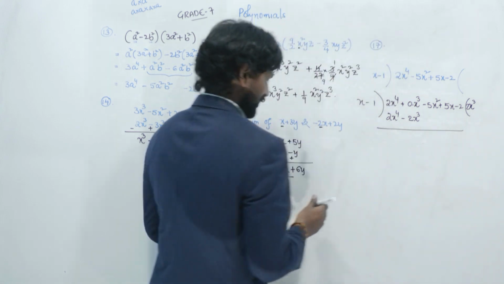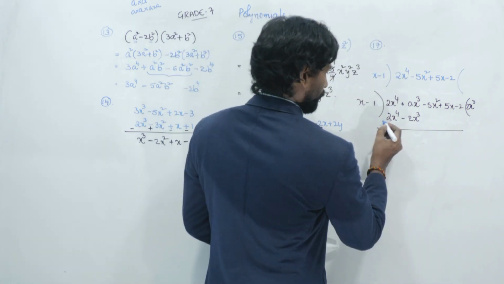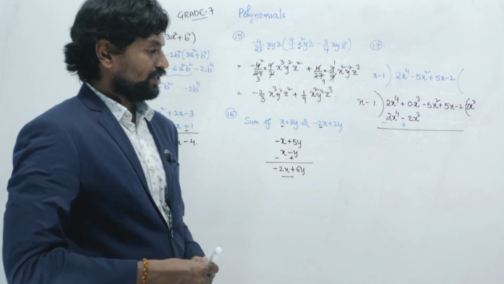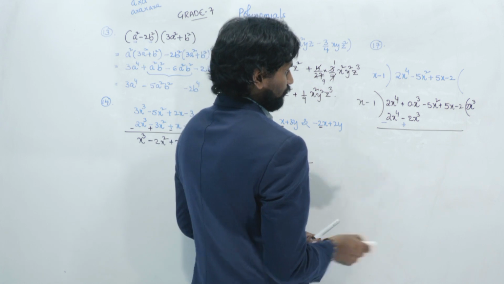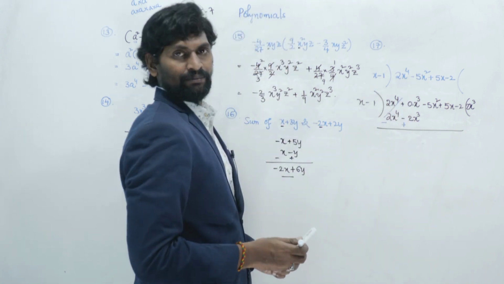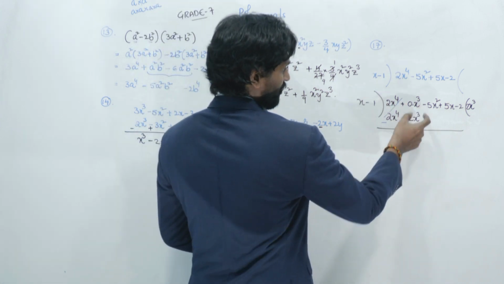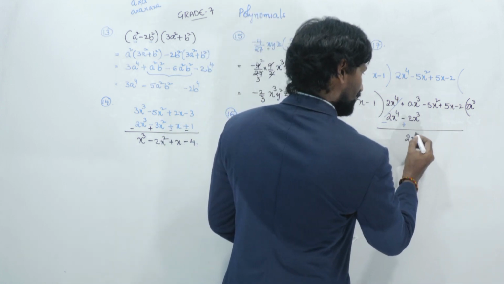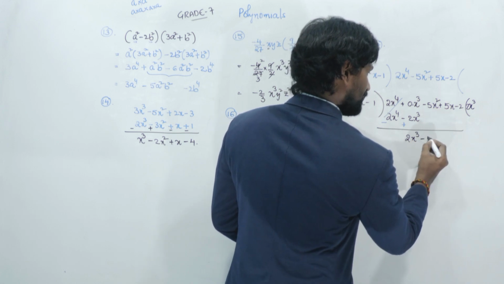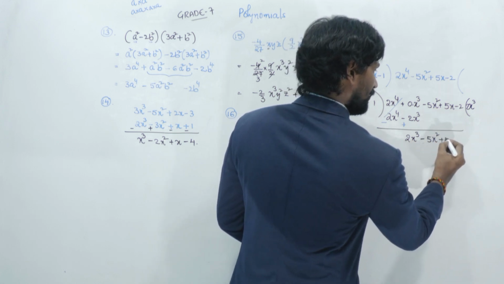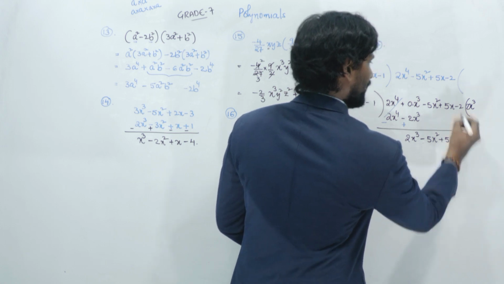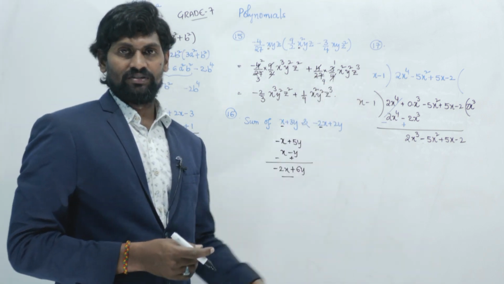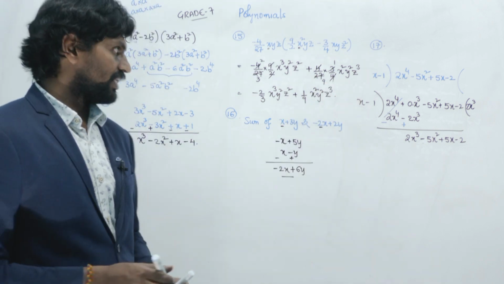So division is nothing but repeated subtraction. We need to change the symbols here. Now plus 2x power 4 becomes minus 2x power 4. Minus 2x cube becomes plus 2x cube. Then what is the result? 2x power 4 and 2x power 4 are the same, so they cancel. Now 0 plus 2 means 2 only. So 2x cube found. Remaining terms minus 5x square plus 5x minus 2. Actually we should bring down one term at a time, but I am bringing all the remaining terms together.